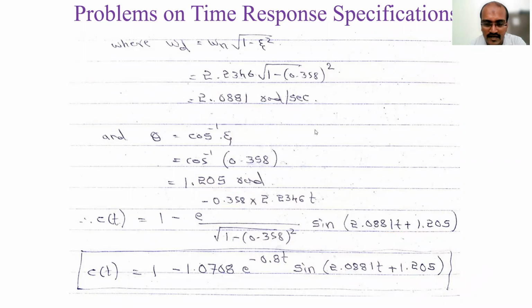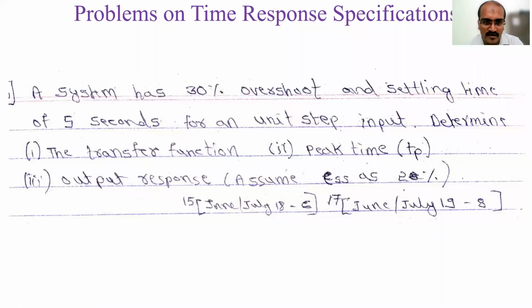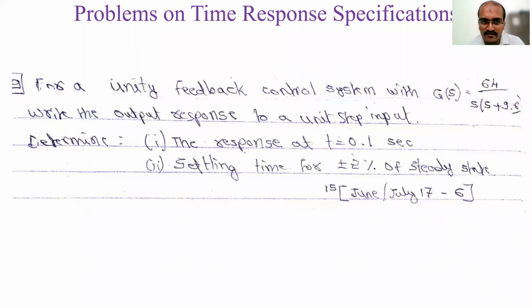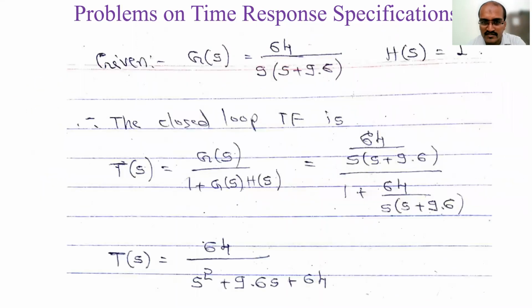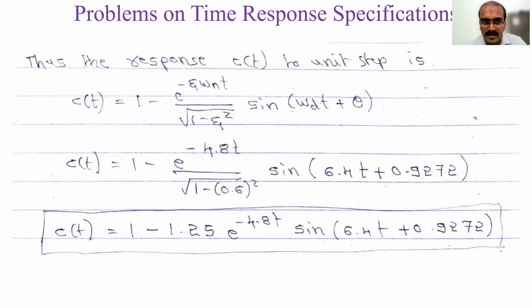Just to give clarity, I will revise this, because the next problems will build on it. After a long time I am taking this subject, right? In the previous problems, you would have a system, either a differential equation, a mechanical system, or a G of s H of s given. You need to find the transfer function first, then compare to get omega n and zeta, then substitute to find omega d and theta, and then find c of t, right?